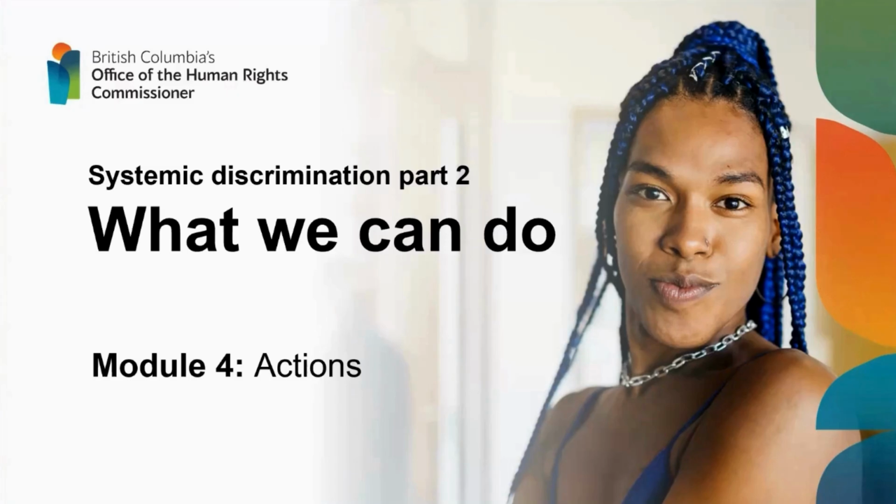Module 2 reviews the characteristics of systemic discrimination and considers the importance of taking action. And Module 3 provides tools to identify an example of systemic discrimination. As with previous modules, we'll ask you to pause and reflect during this session. So consider having a pen and paper available to write down your thoughts if you find that helpful.